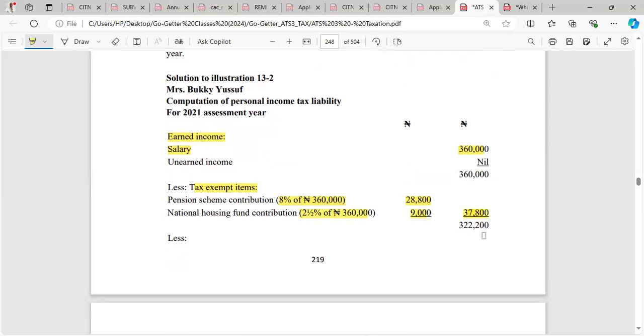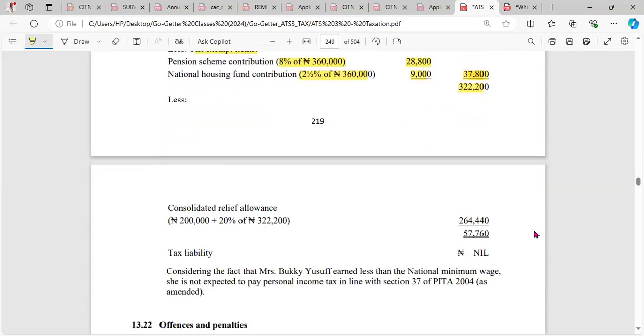Now, when you deduct 37,800 from 360, you have 322,200. That's fine. This is your gross income, so I'm going to write gross income here. Now, your consolidated relief allowance is 200,000 or 1% of this. Of course, 200,000 will be higher.